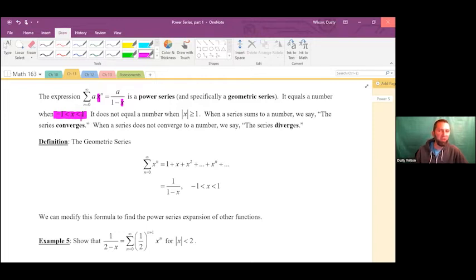So here's our definition. The geometric series. A geometric series is the sum from n equals 0 to infinity of x to the n. That is, it is 1 plus x plus x squared plus dot, dot, dot, plus x to the n plus dot, dot, dot. Goes on for an infinite number of terms. And this infinitely long polynomial can be condensed down into this nice, neat formula, 1 over 1 minus x. But that's only true for these small x's, that is, x's between plus and minus 1.